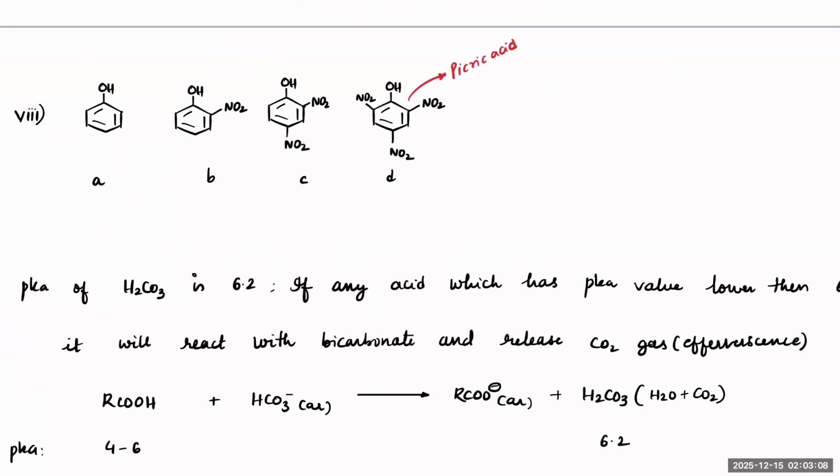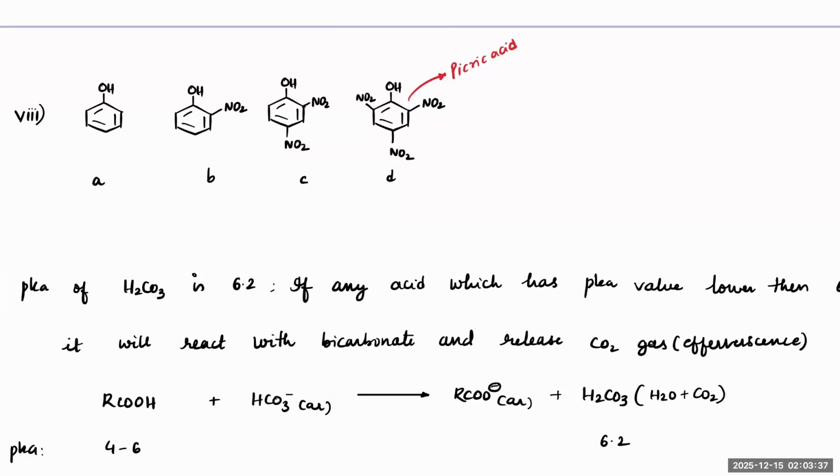Notice the next one. In these cases, you have NO2 present at multiple locations: one at ortho, second one at ortho and para, third one with 2 ortho and 1 para. It's pretty simple. The more NO2 groups you have, the more the withdrawing power, and the more the withdrawing power, the more the acidic strength. That's why picric acid is considered one of the strongest acids.